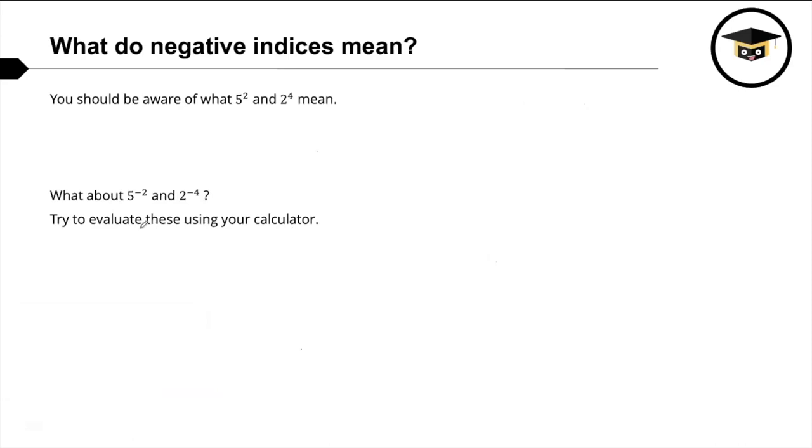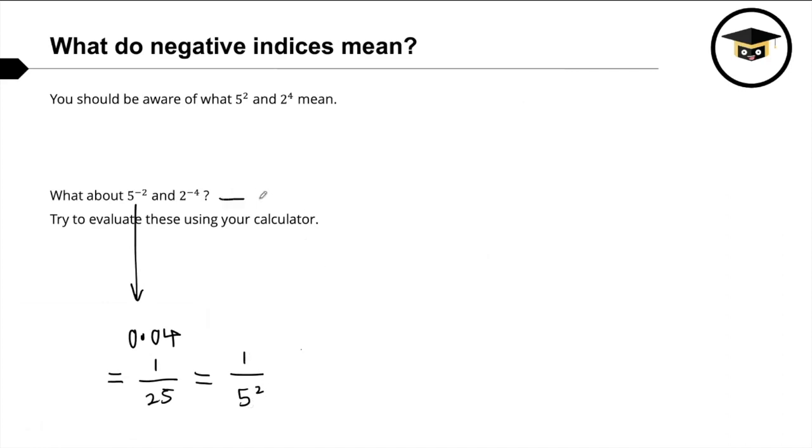So if you were to put 5 to the power of negative 2 into your calculator, you're going to end up getting 0.04. Now, whilst that's useful of sorts, I think a better way of representing it is 1 over 25. And even better than that would be saying 1 over 5 squared, because 5 squared is 25, right?